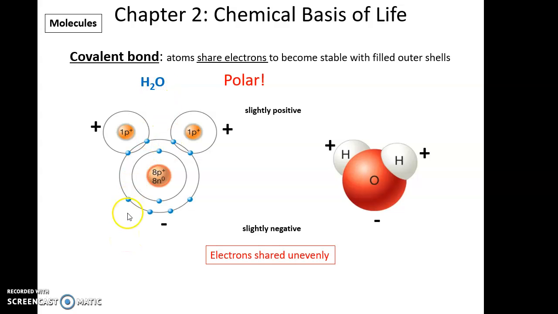So water, H2O, where you have 1 oxygen and 2 hydrogens, each sharing their 1 electron with the oxygen. We get a lovely stable molecule, but it's uneven. The oxygen hoards the electrons, so the electrons spend more time around the oxygen than around the hydrogens, and this gives an uneven distribution of charge, so the hydrogens are slightly positive and the oxygen is slightly negative. The electrons are being shared unevenly.